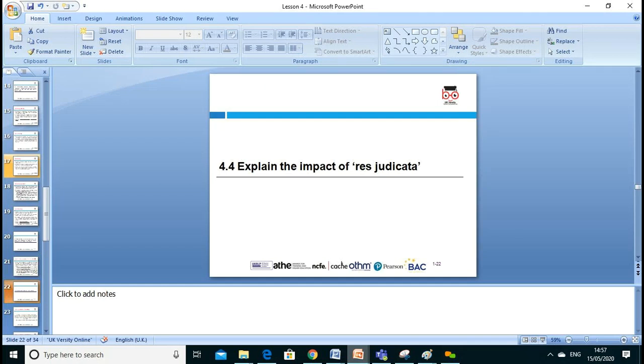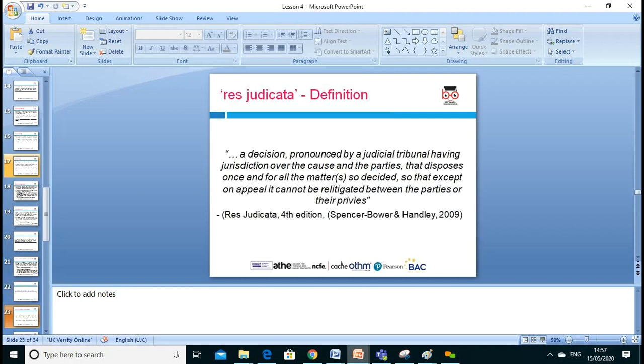Okay, next we are looking at what res judicata means, and we will go through its impact. What impact can it have? A decision pronounced by a judicial tribunal having jurisdiction over the cause and the parties, which disposed once and for all of the matters so decided, cannot, except on appeal, be relitigated between the parties or their privies.